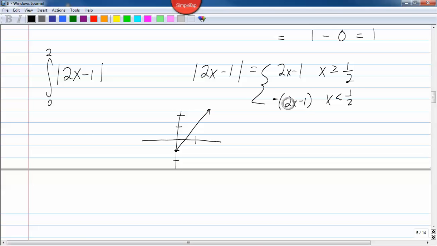The negative of 2x minus 1 would have a y-intercept of positive 1 and a slope of negative 2. So if I was just to draw y equals 2x minus 1 and y equals negative of 2x minus 1, I get those two graphs. Well, this part here that I'm highlighting, this is the absolute value of 2x minus 1. Because remember, absolute value always gives us positive answers.